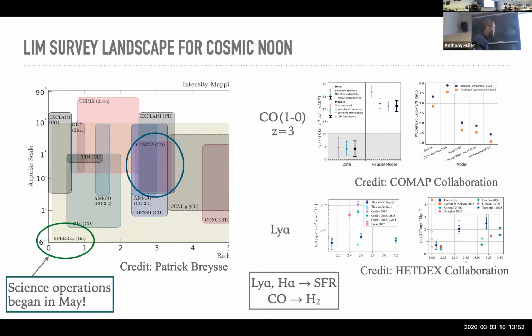I also wanted to highlight SPHEREx, a survey that just launched in February and started science operations in May. This will track lines like H alpha and O III as well, and so it could be useful for tracing star formation. I also wanted to highlight Lyman alpha intensity mapping done by the HETDEX collaboration, who have made stacking analyses using both their galaxy data and their diffuse emission data.